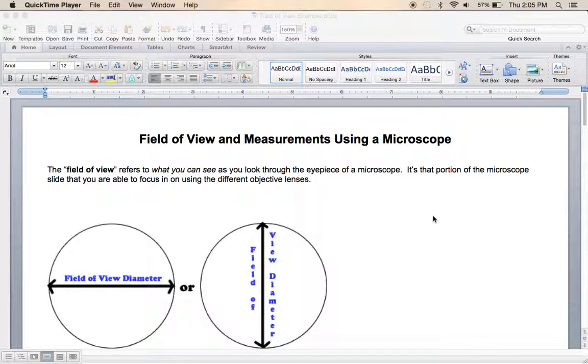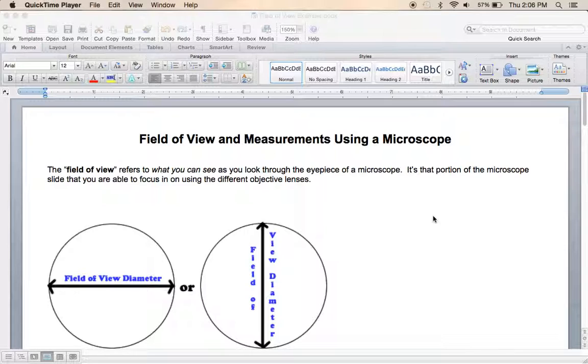The field of view of a microscope is a concept that's pretty easy to understand if you have the microscope in front of you, but it can be quite tricky if you don't have a microscope, like with the labs that you're doing in this course. So I want to go through just a couple concepts and help you with this part of the lab, because it can be difficult to understand without having a microscope to look through.